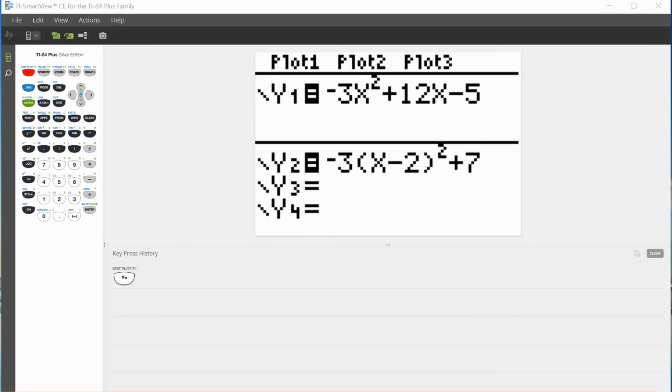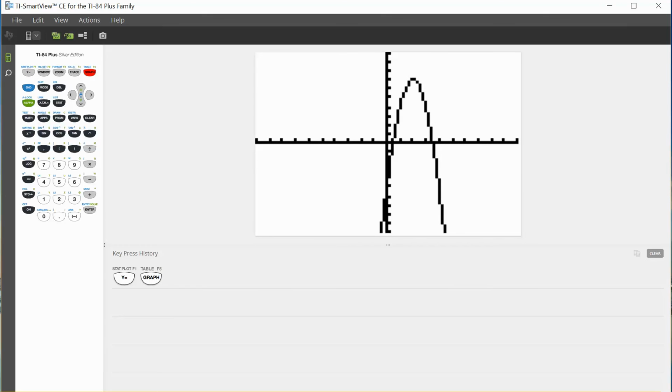And just for a quick verification, you can see that I have our original function in y1, our vertex form in y2, and if we hit graph, what we can see is they graph to be the same function, and our point up here, our vertex, is the point (2, 7).